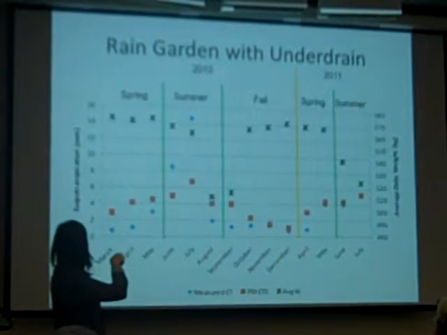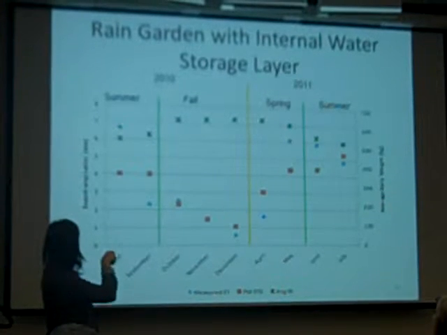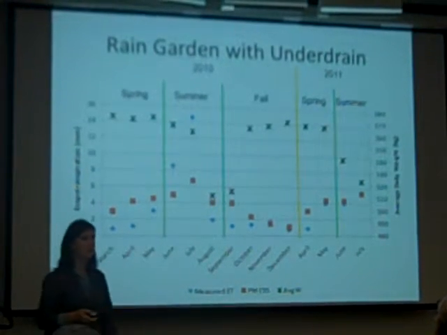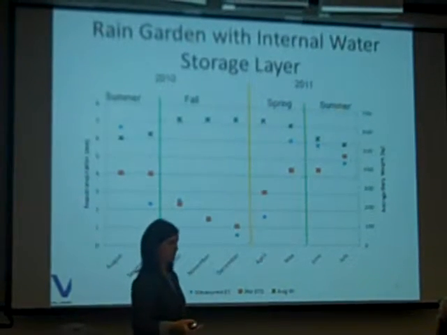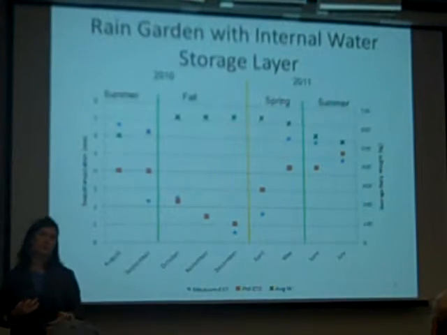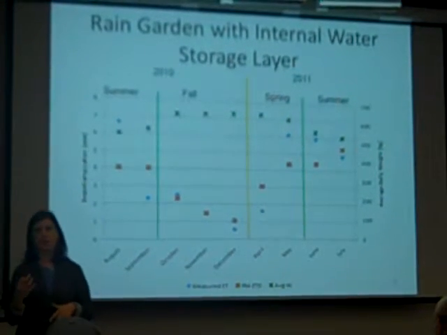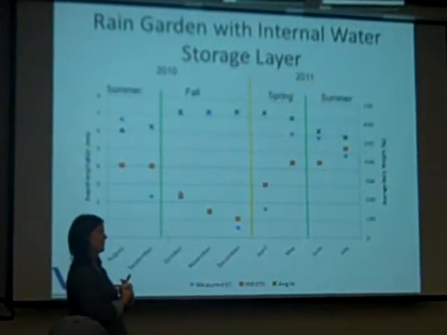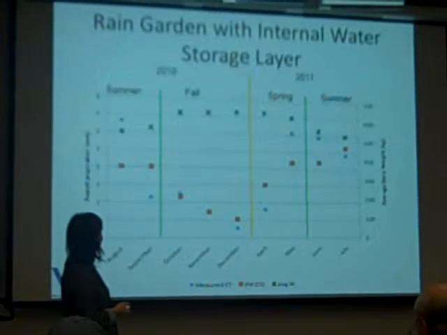This is seven millimeters on average, as opposed to four millimeters on average with the internal water storage layer. So we're able to get this process and everything that goes along with evapotranspiration. So, you know, minimization of the urban heat island effect and things like that, not just treating the stormwater itself.